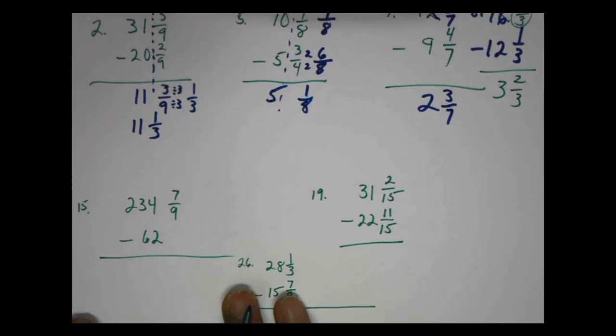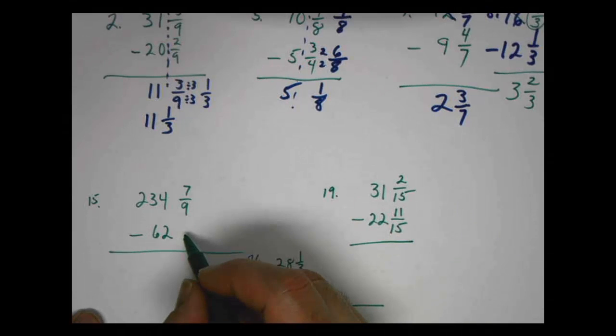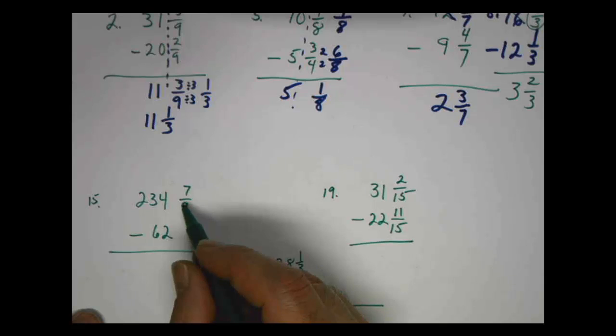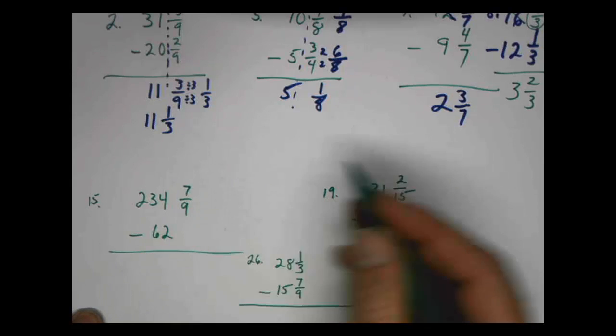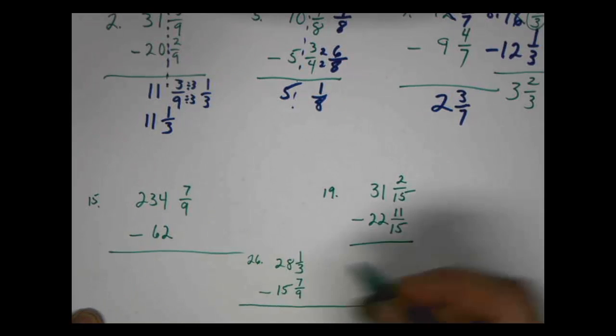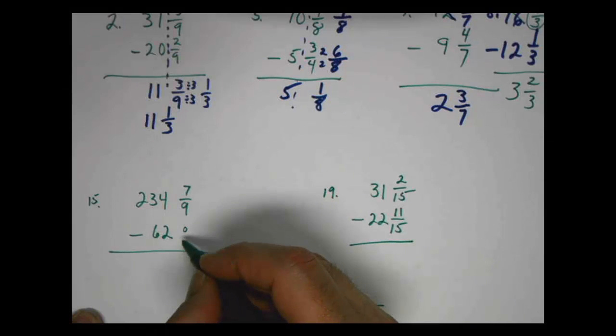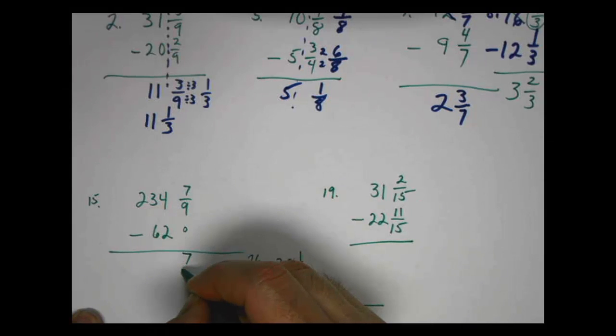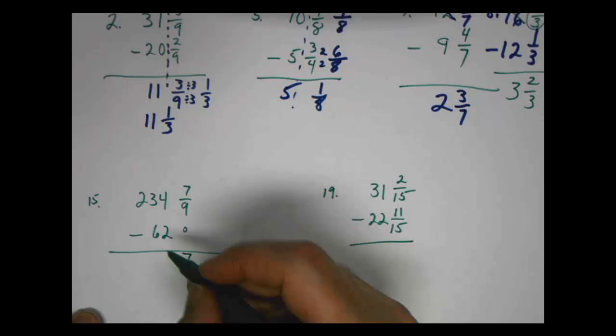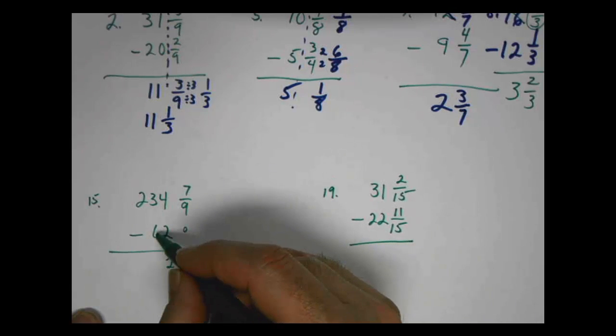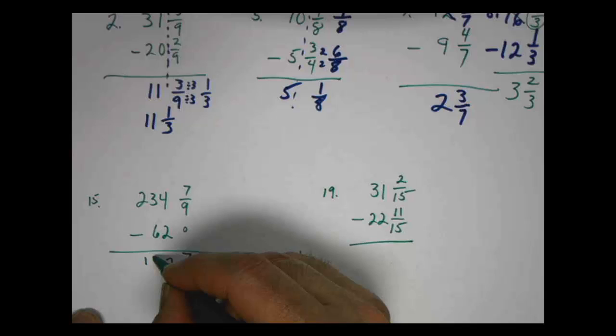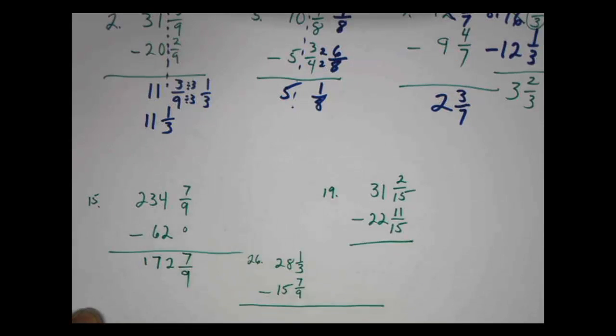Okay, problem 15 is slightly different because I'm trying to subtract nothing from 7 ninths. So it's the complete opposite of these other problems. So I can even fill that in. I'm taking nothing from 7 ninths, which gives me the 7 ninths. 2 from 4 is 2. 6 from 23 is 17. So we would have 172 and 7 ninths.